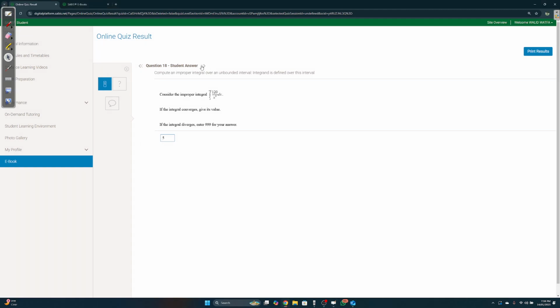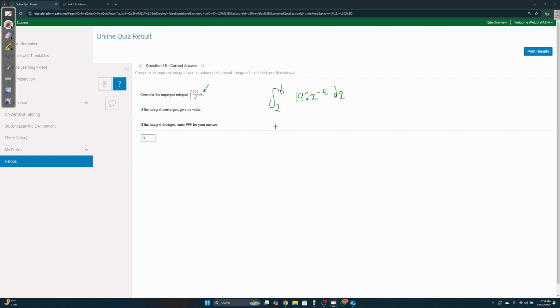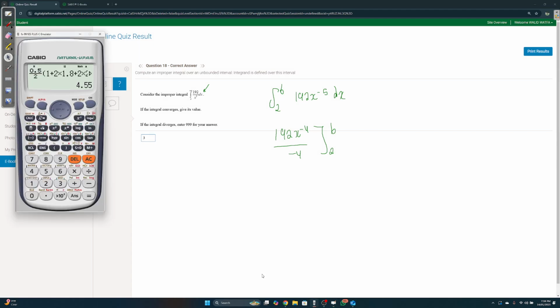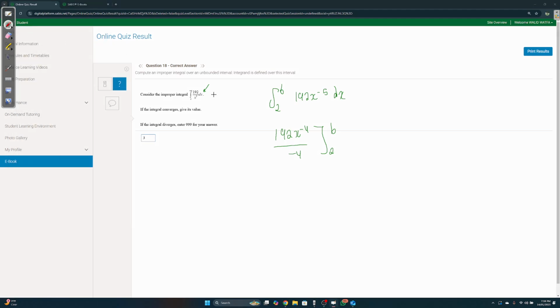Question 18. Again, same thing. Copy it down with b, and then 192 x to the power minus 5. Remember, integrate normally. You're going to get 192 x to the power minus 4 over minus 4, between 2 and b, right? 192 divided by minus 4. Let's keep our work neat. It should actually be 48. It should be negative 48.